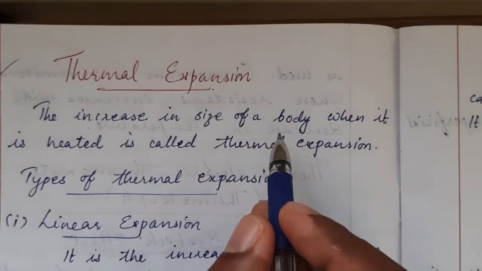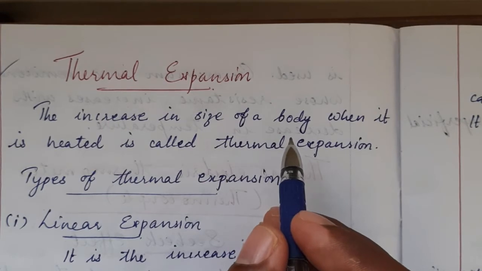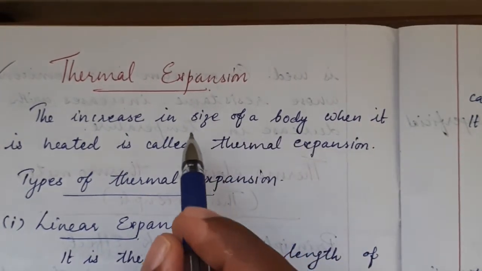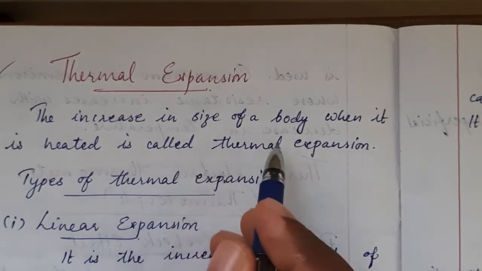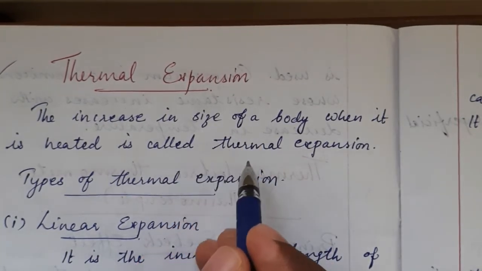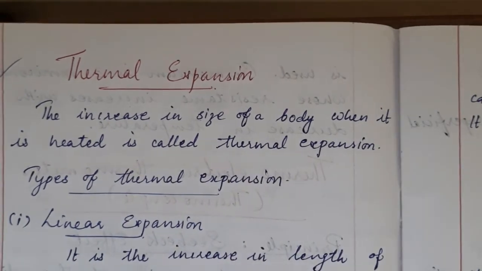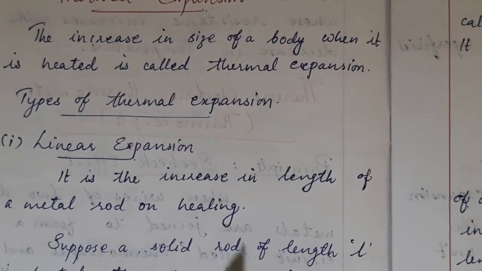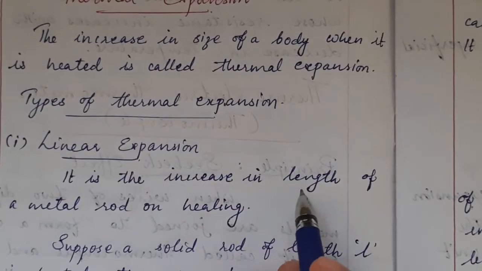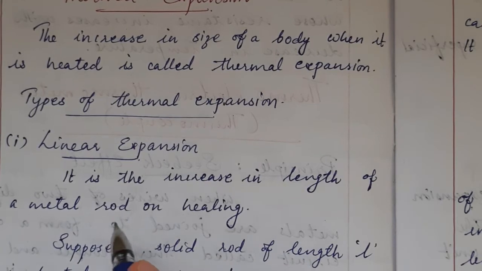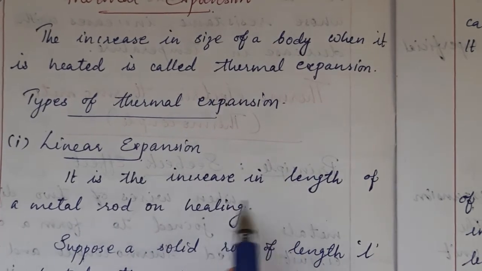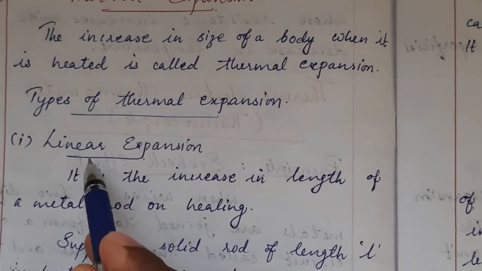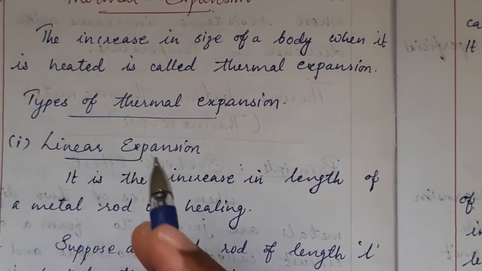It is seen that the size of a body increases when it is heated, and this increase in the size of a body when heated is called thermal expansion. There are different expansions. One is linear expansion. As the name shows, linear expansion means there will be an increase in the length of a body upon heating. For example, if you take a metal rod and heat it, its length will increase. That increase in the length is called linear expansion.